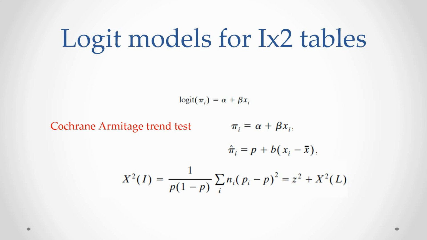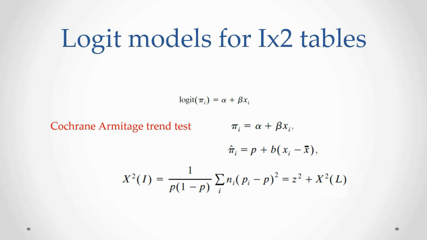Armitage and Cochrane were among the first to emphasize the importance of using ordered categories in a contingency table. For I by 2 tables where the rows are ordered and capital I independent binomial n_i pi_i variates y_i, they proposed a trend statistic for testing independence. This is done by partitioning the Pearson statistic for the hypothesis. Specifically, they use a linear probability model pi I equal to alpha plus beta xi.